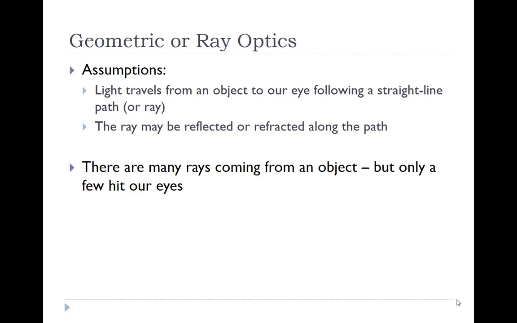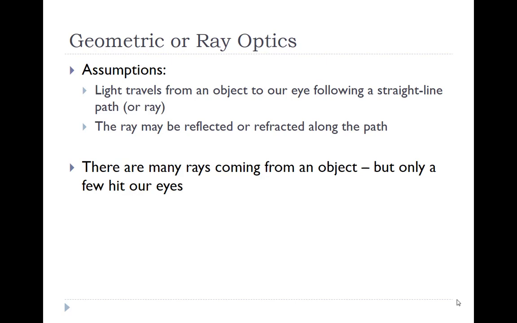Or that light could be refracted. This would happen when it goes through a lens, or maybe it passes through your aquarium, right? So reflection and refraction can change the direction of the light ray, right? So light travels in a straight line, but that straight line might be reflected or refracted along the path.